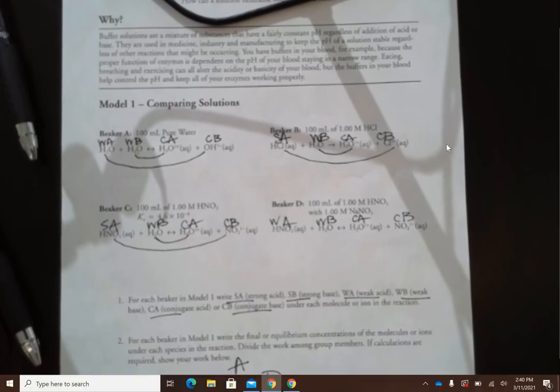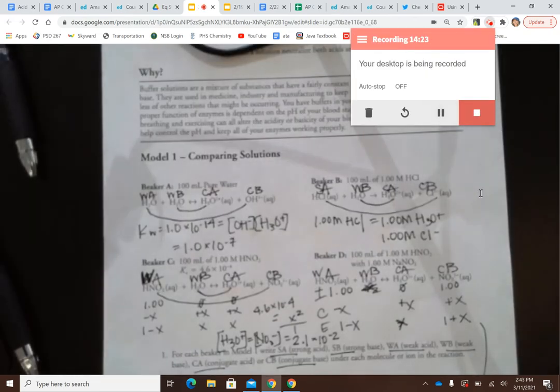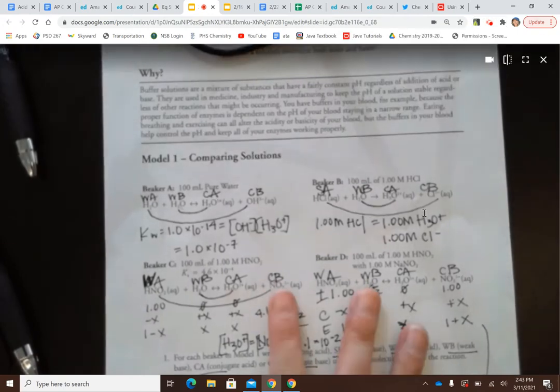Okay, so part two is asking you to do some calculations. You do not need to do all of the calculations. Here's what I want you to do. I want you to do beaker A and beaker D. Okay, so come back in a sec and we will have beaker C done for you. Okay, we are back.